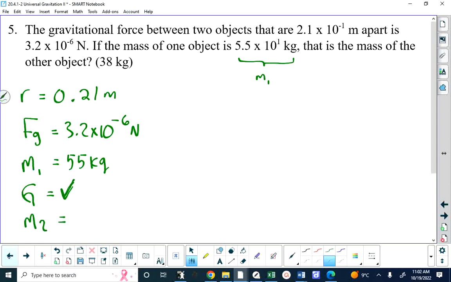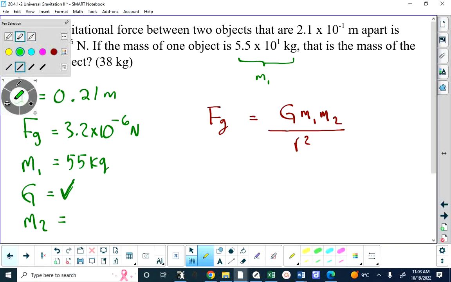I don't really know that we need an itemized list because it's pretty obvious which formula we're going to use, right? We're going to use this formula. The gravitational force equals G M1 M2 over R squared. I'm writing G M1 M2 on the same line as F. So I'm going to highlight for us what we want to find.